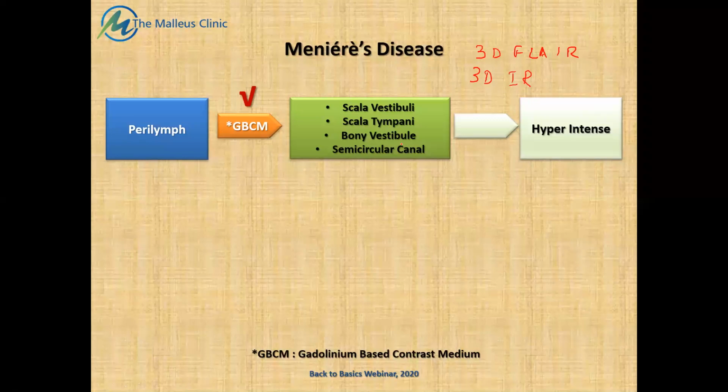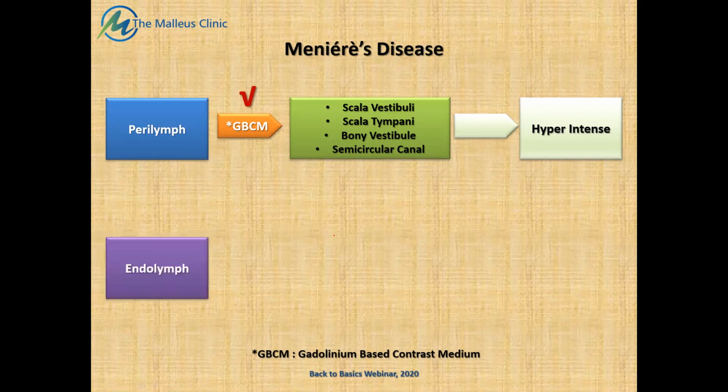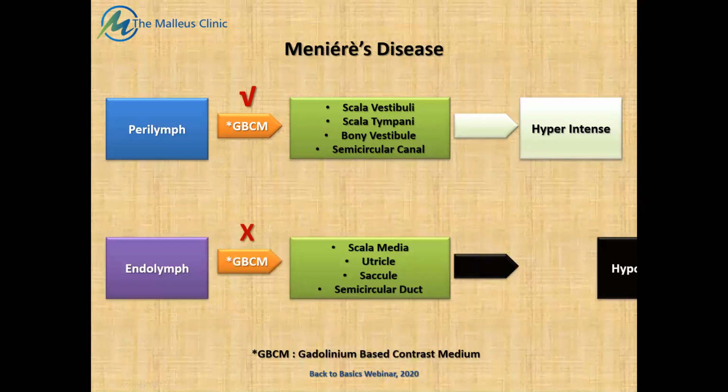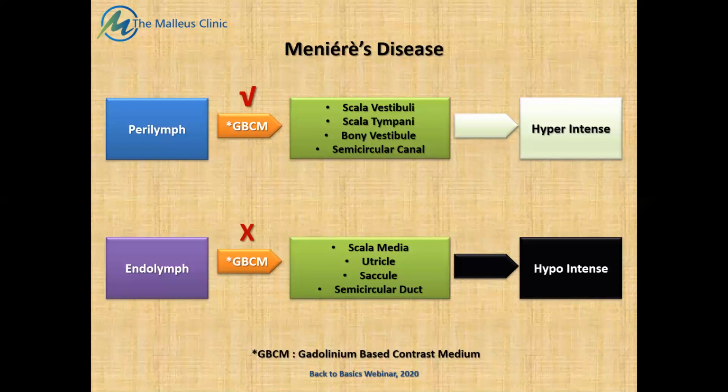So because the perilymph is permeable, these structures appear hyperintense, but because the endolymph is not permeable, the scala media, the utricle, the saccule, and the semicircular ducts, they appear hypointense, that is black, dark on an MR, on those special MRs. Okay, so you can keep that in mind.